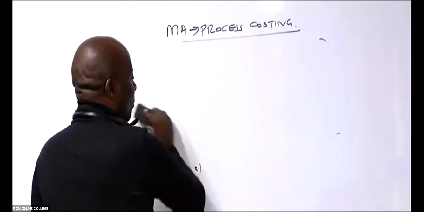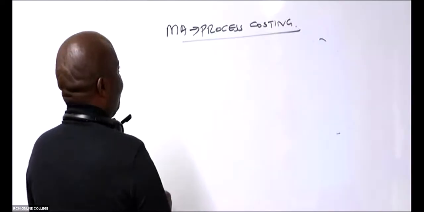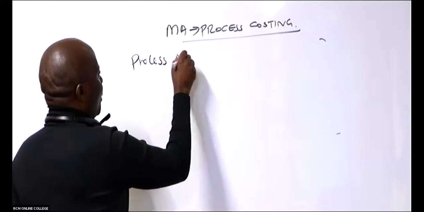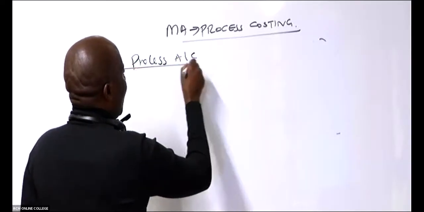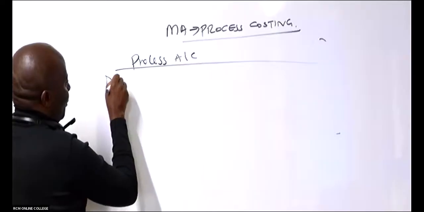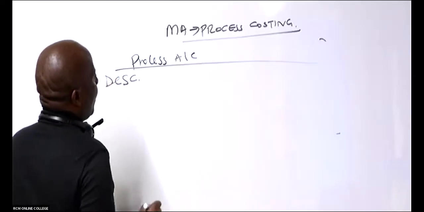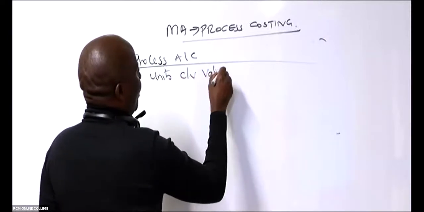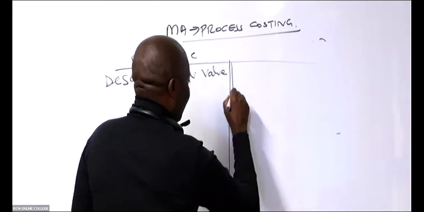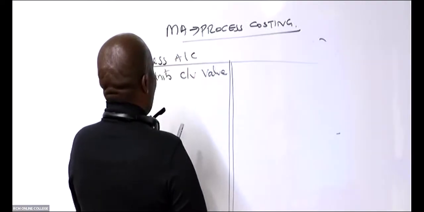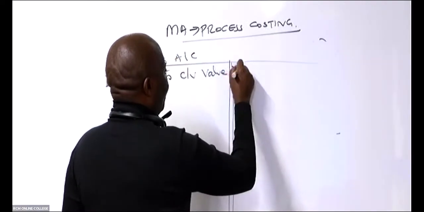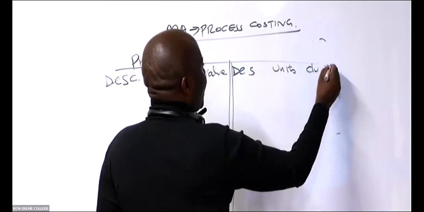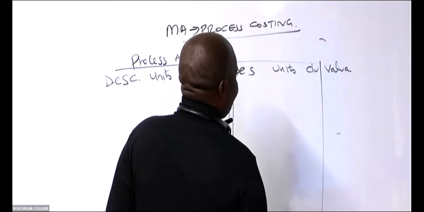And this is how our process account will look. So we have the description, process account. We have units, cost per unit, and the value.